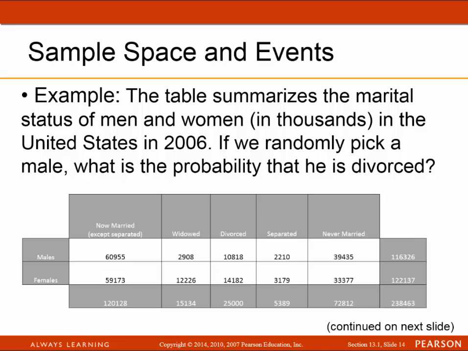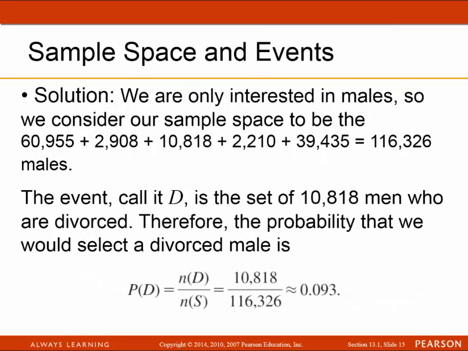Now, total males in this one is 116,326. So now we can find the probability that if we randomly choose a male, he's divorced. Again, the total males is 116,326, and the total of the event D, which is divorced, is 10,818. So we divide those two, and that's approximately 0.093. It's about 9.3%.